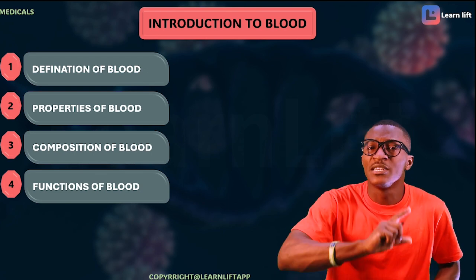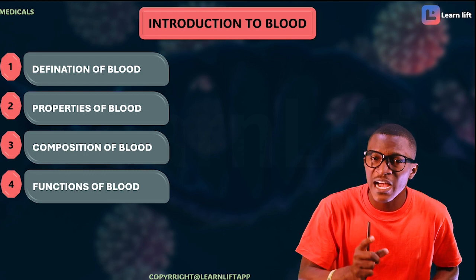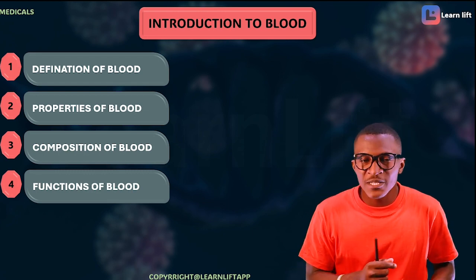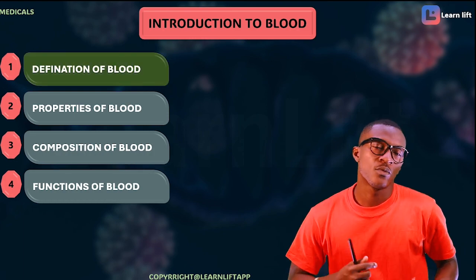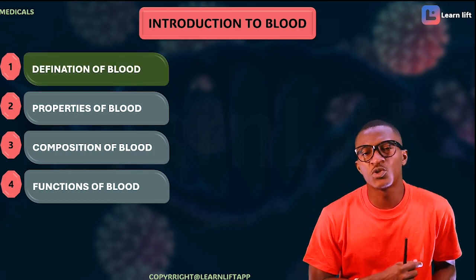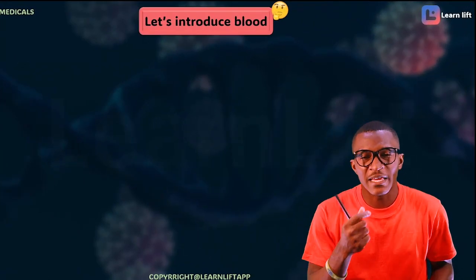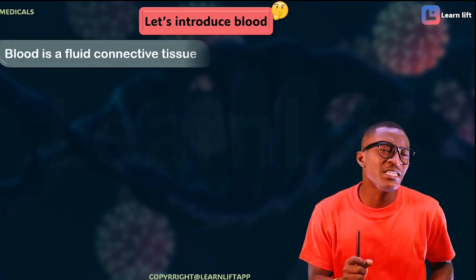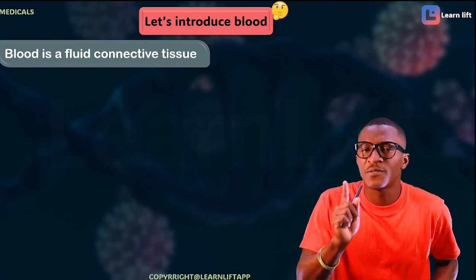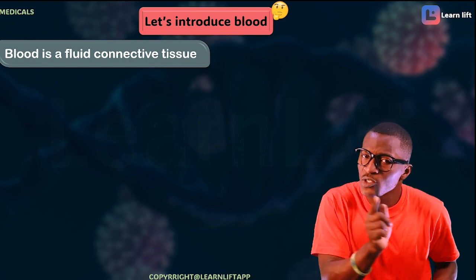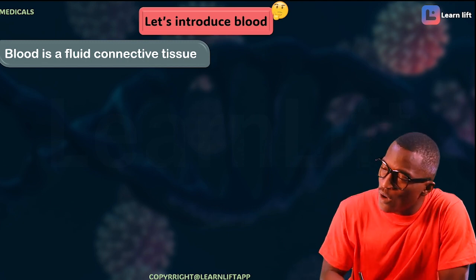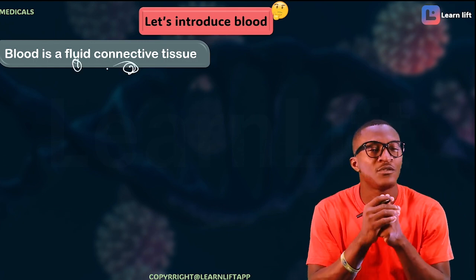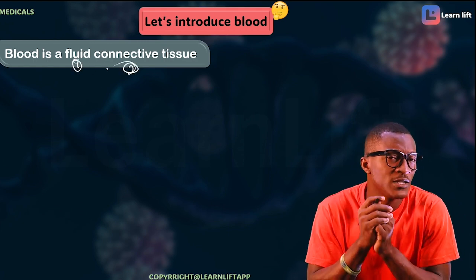And take note that this is all in this topic, and we're going to cap it up with the top 20 questions. Let us start with the definition of blood. So quickly, let's introduce the term blood by giving the definition. Now, how do we introduce blood? I'll start by telling you that blood is a fluid connective tissue. Now, let's not rush that. 2 words here. Number 1 is fluid, and number 2 is connective tissue. So, blood is a fluid connective tissue.